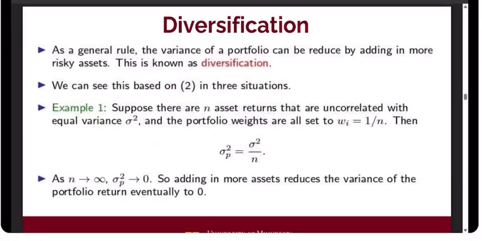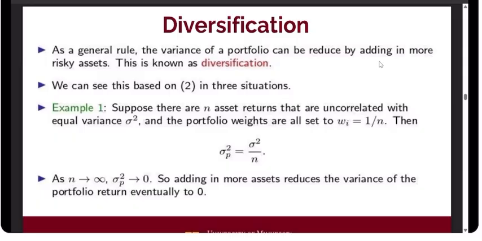Now, we want to talk about diversification. Let me tell you this. As noted by Markowitz, if you want to minimize your risk, then be ready to diversify. Diversification translates into risk reduction, which means what is the general rule? The variance of a portfolio can be reduced by adding more risky assets. When you add more risky assets, you are diversifying.